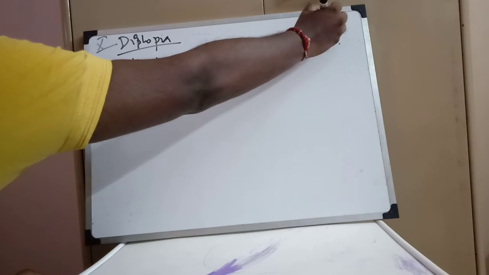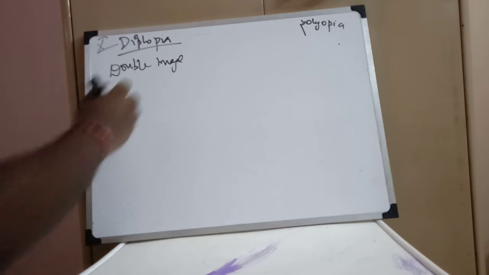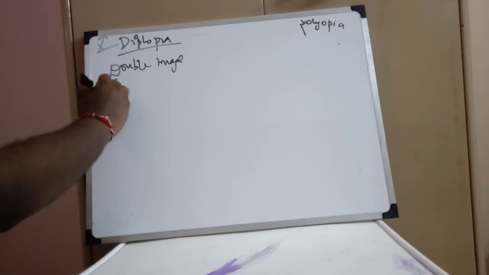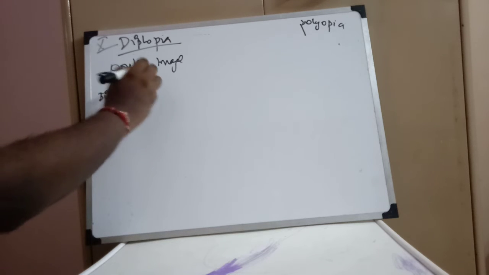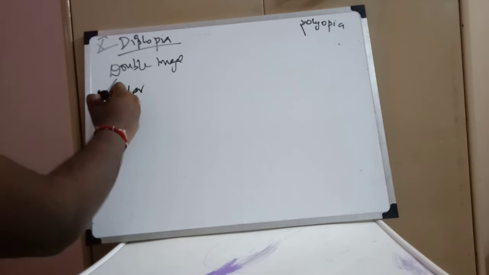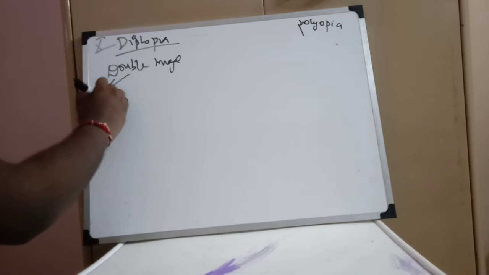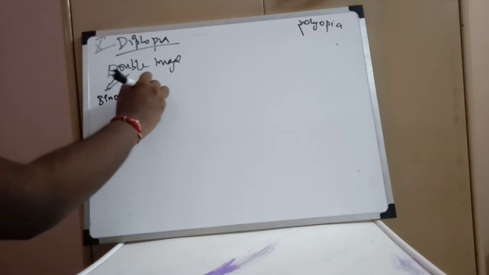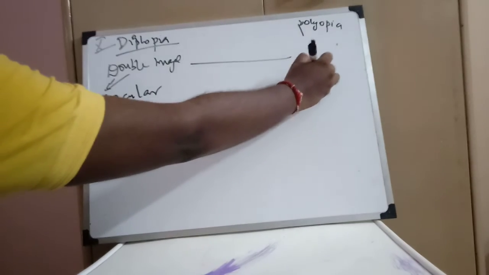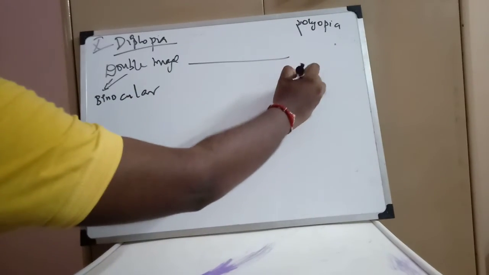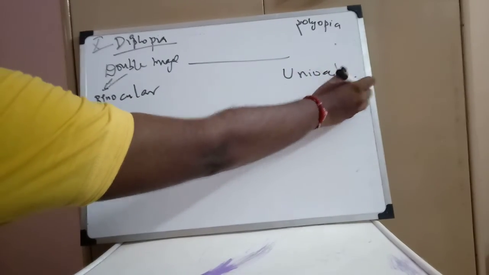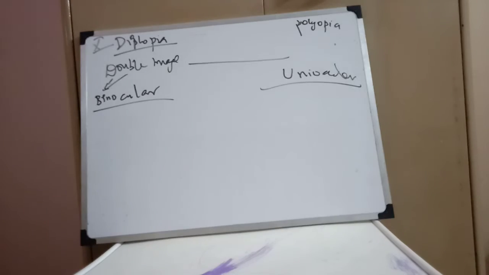There is another term called polyopia. What is polyopia? More than two images. It's called polyopia. So diplopia can be divided into binocular diplopia and uniocular diplopia.